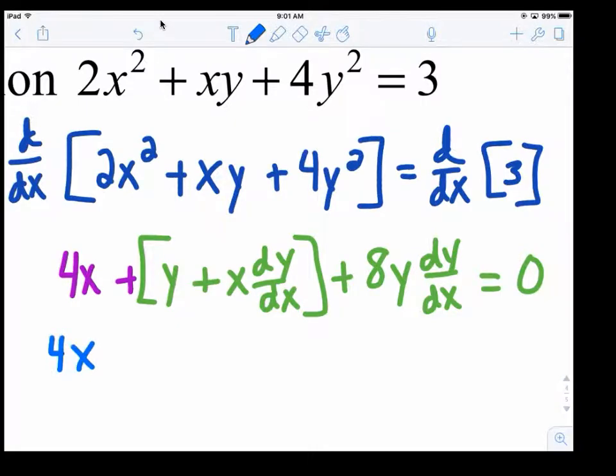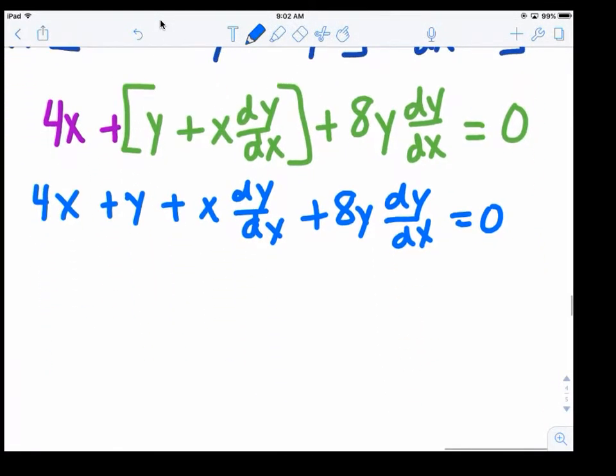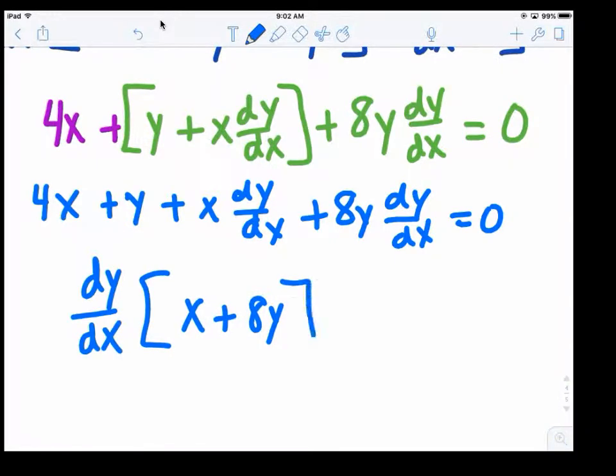All right, so I have 4x plus y plus x dy over dx plus 8y dy over dx is equal to 0. So again, I want to put all my dy over dx terms on one side and everything else on the other. So what does that give me? That gives me dy over dx times x plus 8y, equals negative 4x minus y.